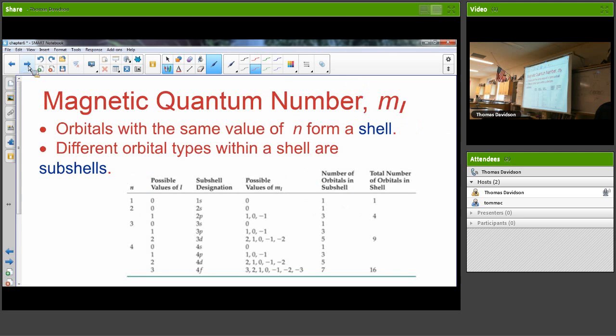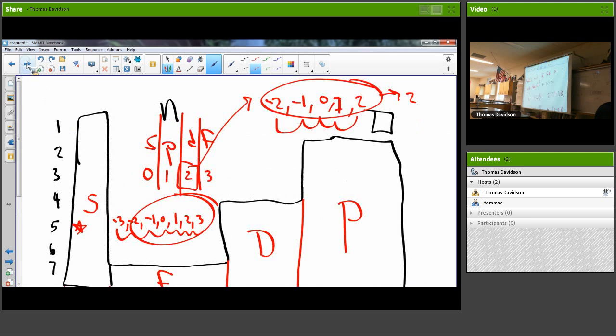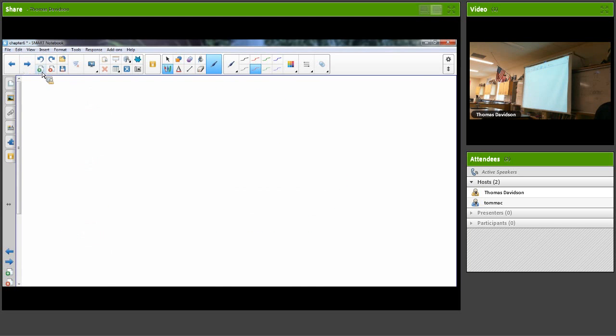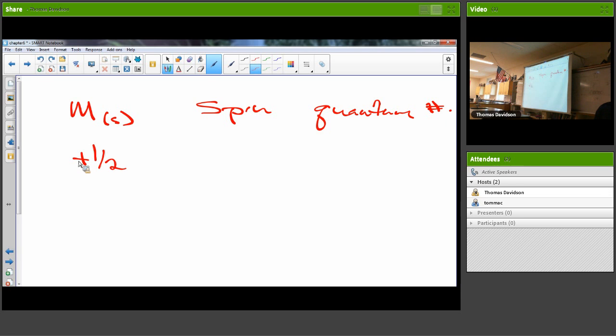All right. Now, there is a fourth quantum number. It's called the MS, or the spin quantum number. And it's really not that important, but there is a fourth one, so you should know about it. The values of MS are plus 1/2 or minus 1/2, and those are your only two options.